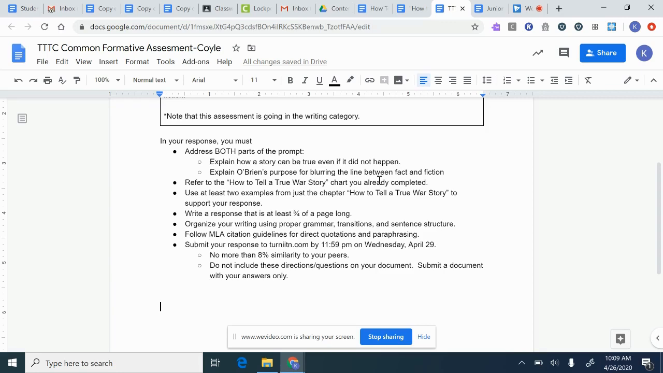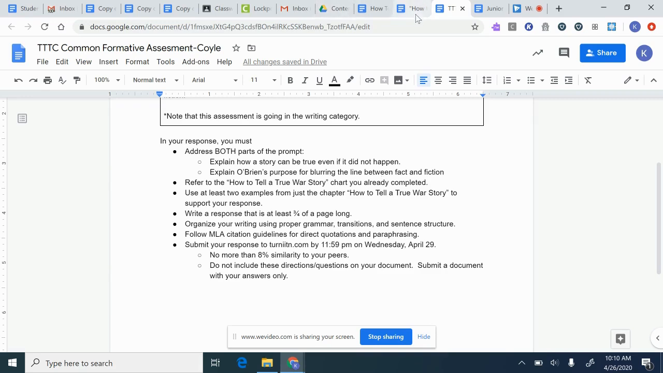And then your response needs to be submitted by Wednesday at 11:59 p.m. Watch your similarity. Anything more than 8% will be considered cheating. You are not going to include any of these directions on your document because it's going to throw off the similarity reports. So you want a clean doc. So open up a new document and type your response there, and then submit that to turnitin.com.